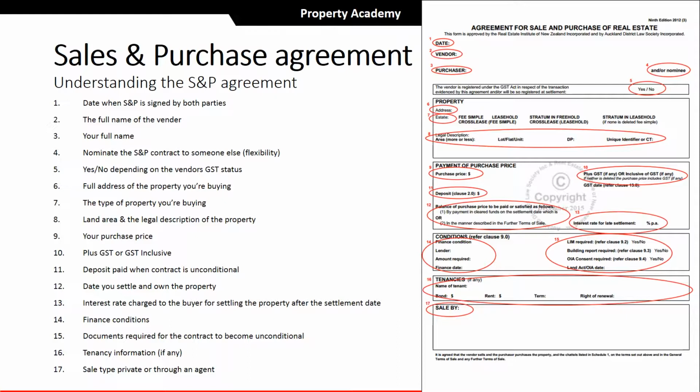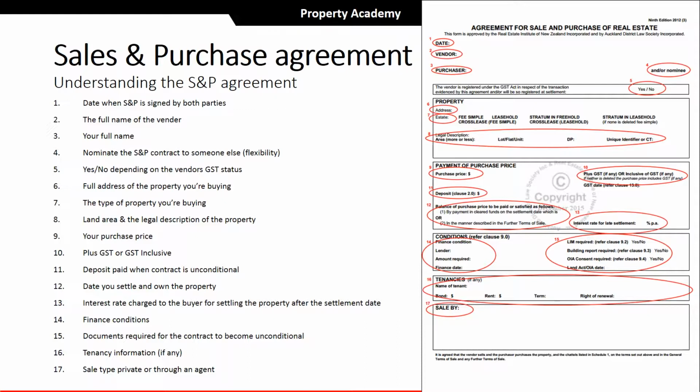So on this front page, this is the first page of the sales and purchase agreement, we have the date, and the date is basically left blank until both parties have actually signed and the agreement is ready to go. And if the agreement is not ready to go, as in you've made adjustments and the vendor hasn't signed off on it, then don't actually date the agreement until everything is all sorted.